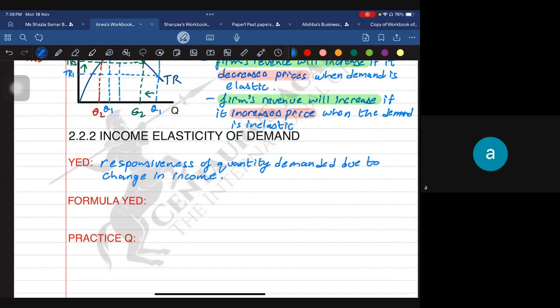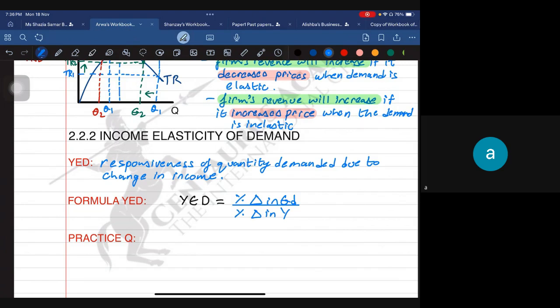Again, we have a formula for YED, which is very similar: percentage change in quantity demanded over percentage change in income.